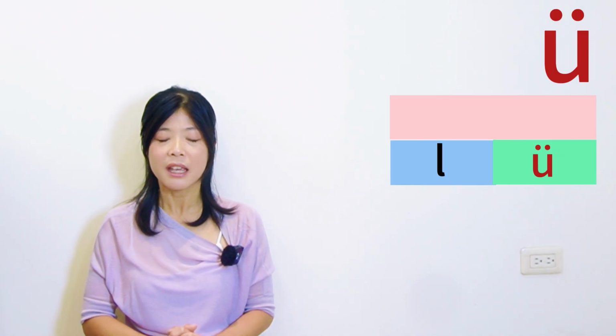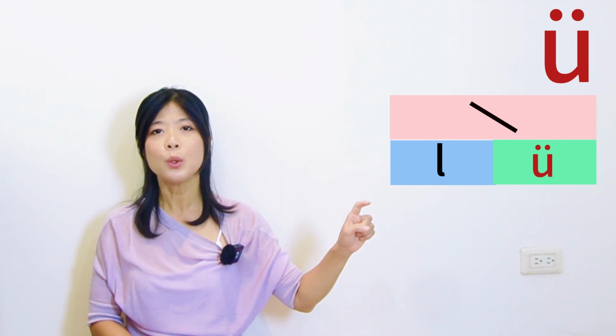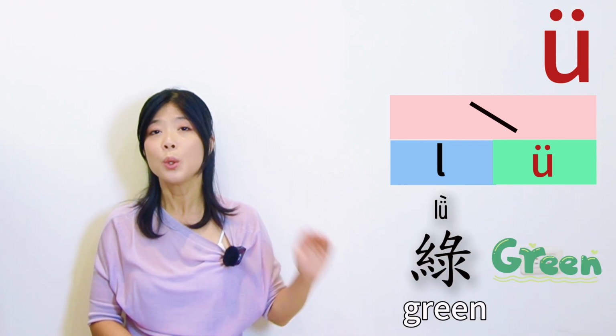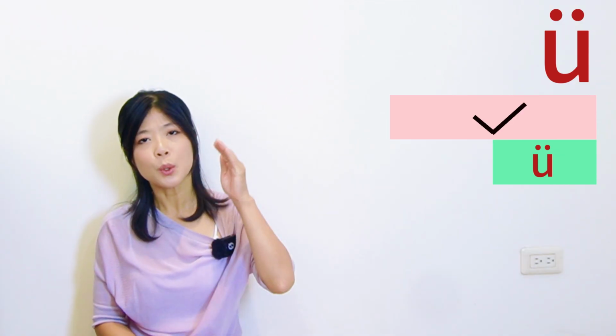Let's check out some examples. The initial is L and it's the fourth tone. You get lü. If we omit the initial and change the tone into the third tone, you get yǔ. Now let's switch the tone into the second tone, the rising tone. You will get yú.